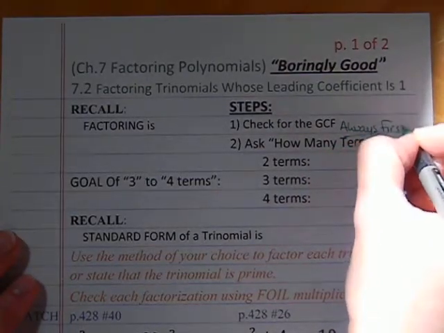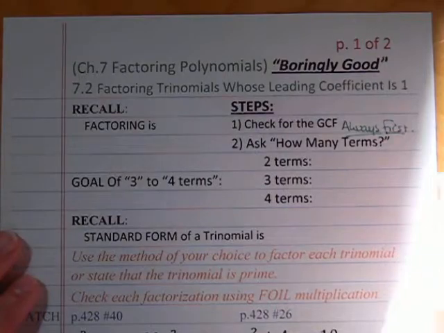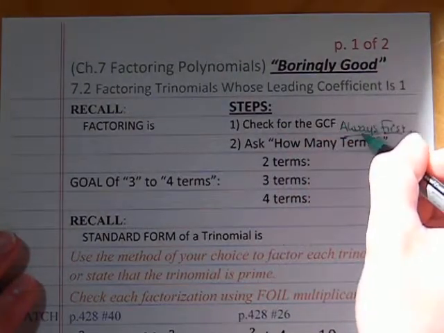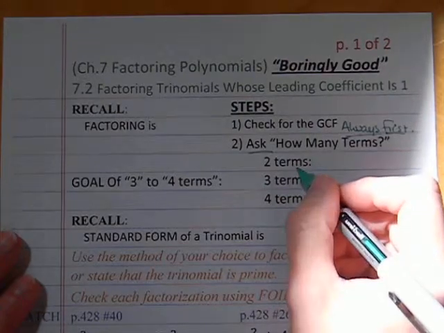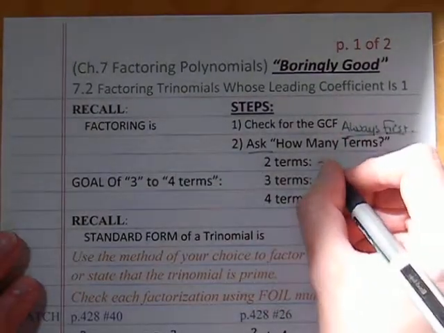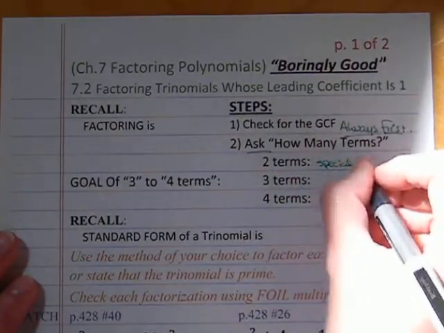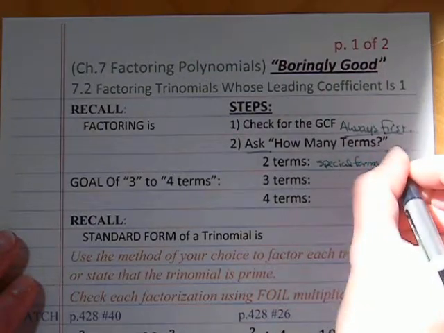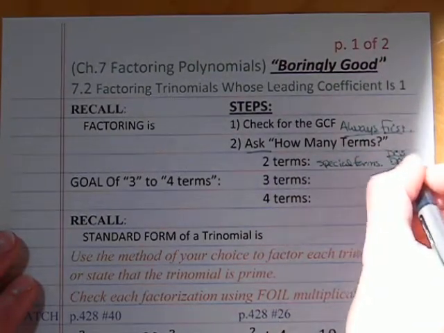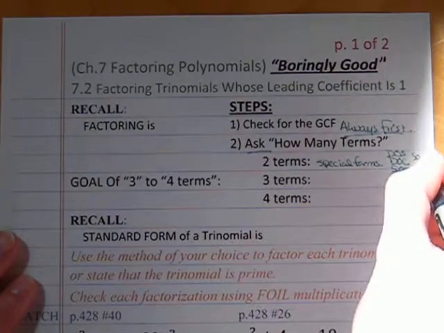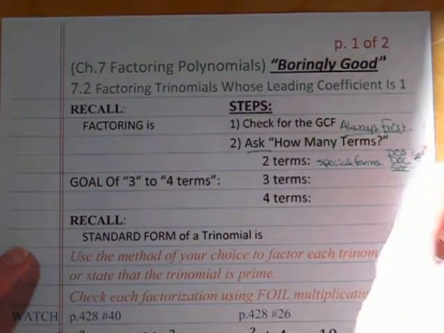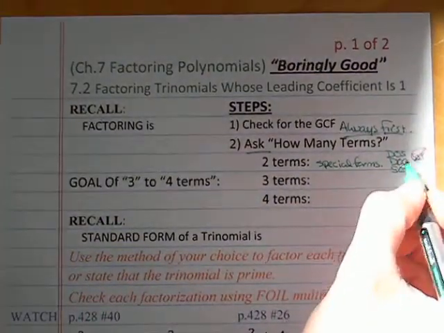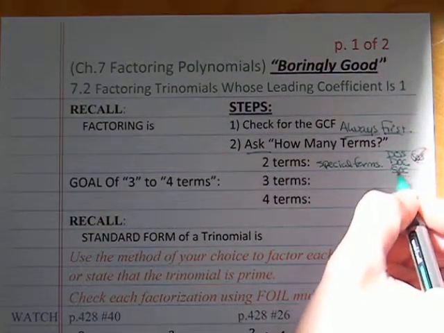First, it's what we always do. Check for the GCF. Is there anything that all the terms have in common? And next we'll ask ourselves, how many terms are there? If there's 2 terms, we're going to use our special formulas of difference of squares, difference of cubes, sum of cubes. There is no formula for sum of squares. That can't go any further. But there are formulas for difference of squares, difference of cubes, sum of cubes.